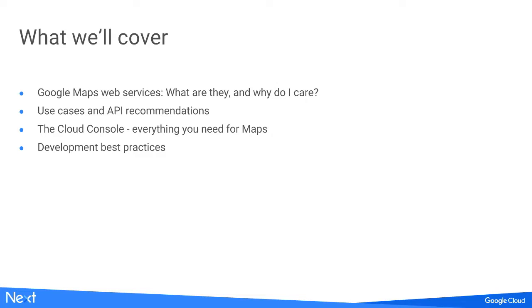So first of all, I don't know if you've been to some of the other Geo sessions today, but we'll talk a little bit about what the Google Maps APIs are, especially the web services. A lot of people think of Google Maps and they think of looking at a virtual map. But we're going to talk about what's beyond the map, and why that matters for your businesses. We'll talk a little bit about the things that you can do with the APIs, with the web services. And then we'll go over the Cloud Console. So the APIs are part of the Cloud Console.